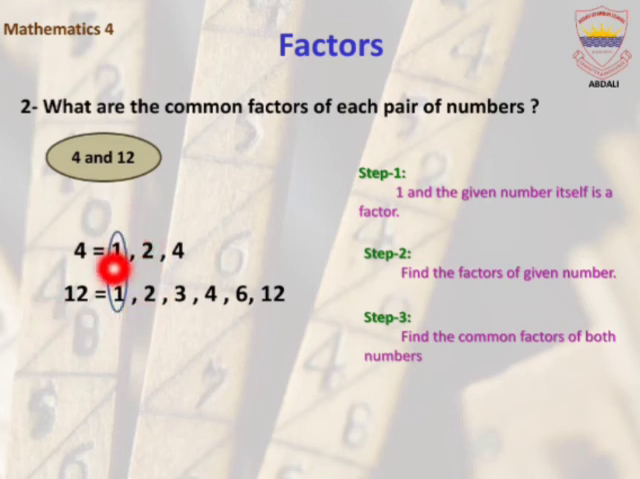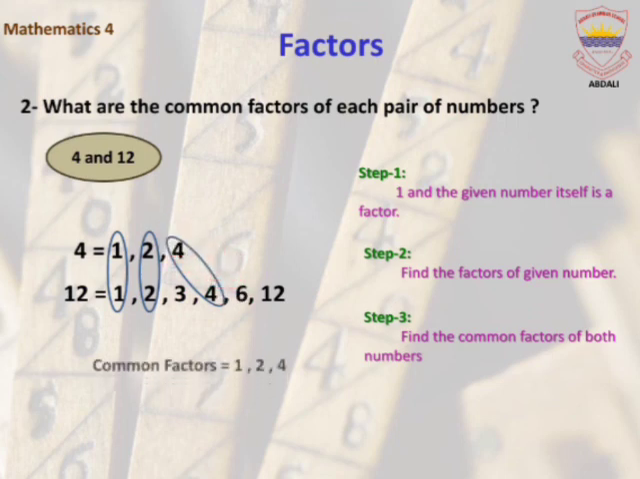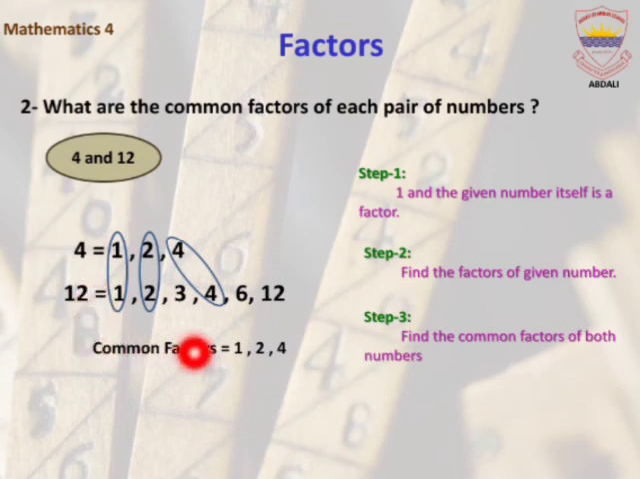Now we find the common factors. 1 is common in the factors of both 4 and 12. Another common factor of 4 and 12 is 2. And here we find our third common factor, that is 4. 4 is also in the factors of both 4 and 12. So the common factors of 4 and 12 are 1, 2 and 4.